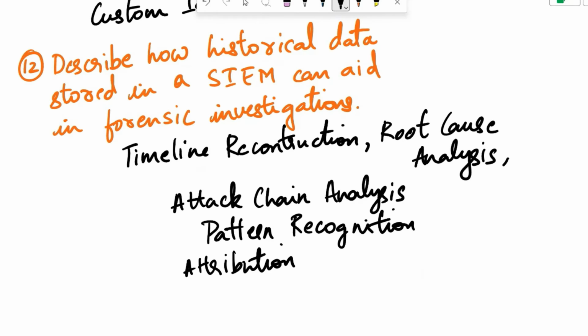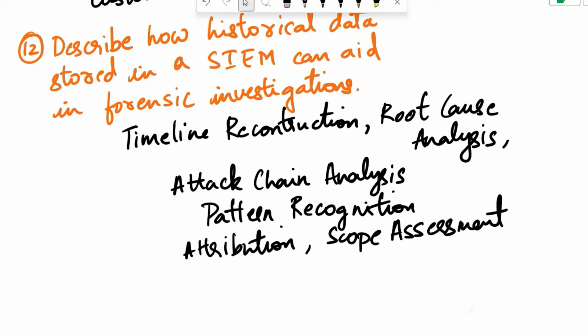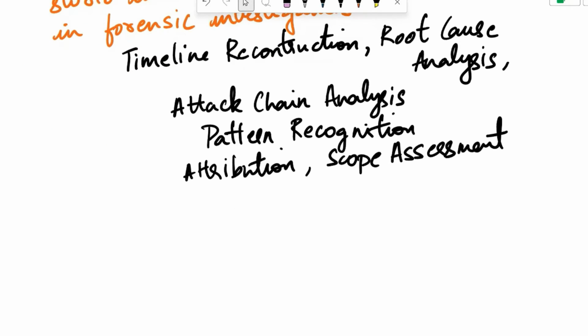For incidents involving insider threats or unauthorized access, historical data can help in attributing actions to specific users or entities. Investigators can analyze user activities over time to determine if there were any suspicious behaviors leading up to the incident. Next is scope assessment. Historical data aids in understanding the scope of an incident. Investigators can identify all systems and accounts that may have been compromised, allowing for comprehensive cleanup and remediation efforts.